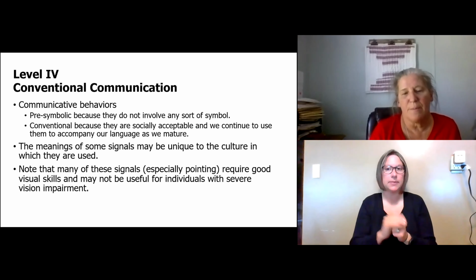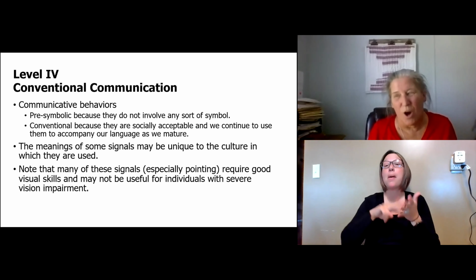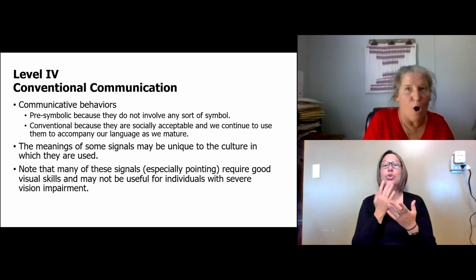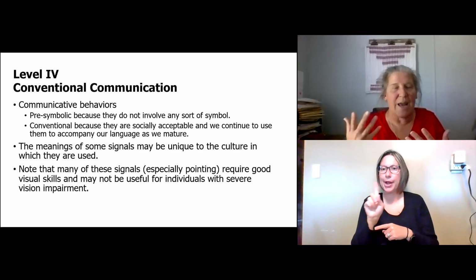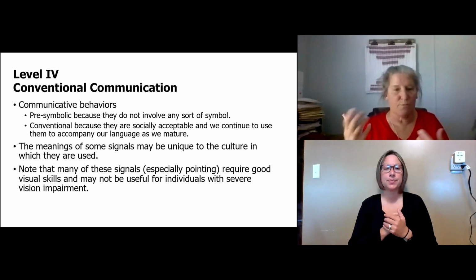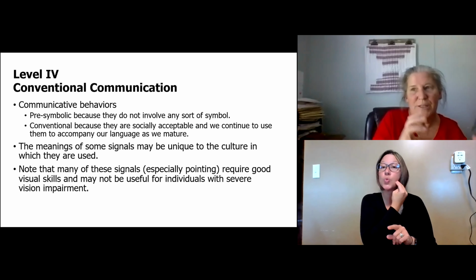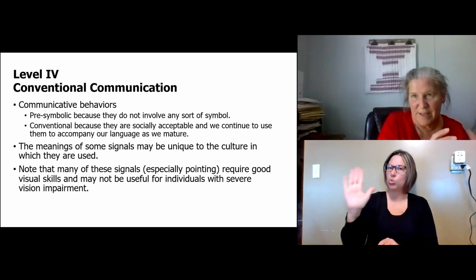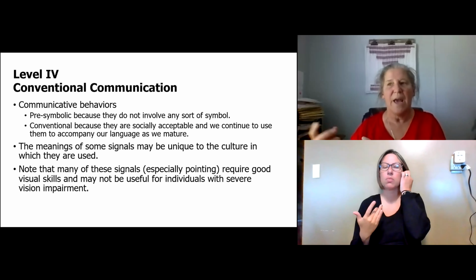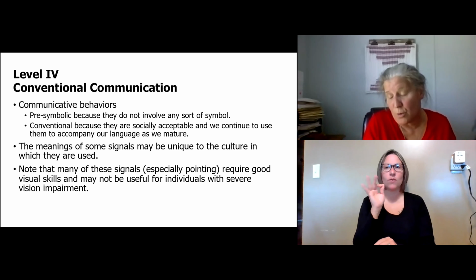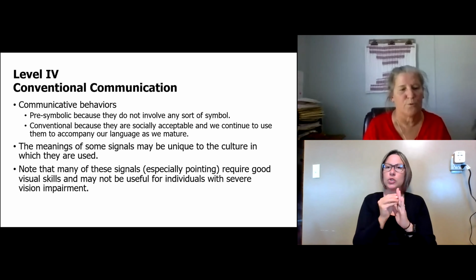The meaning of some of these symbols may be unique to the culture, so it depends on where they are. It's like when you see folks from France, they'll kiss on both sides of the cheek. So culturally, some things may happen in some places that don't in others, and you have to be respectful of that if you understand and know the culture of your student, of your person.